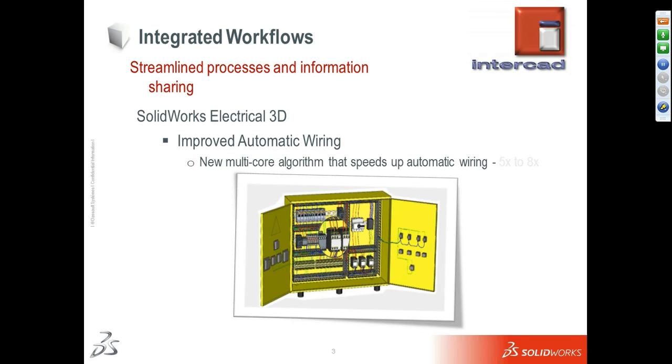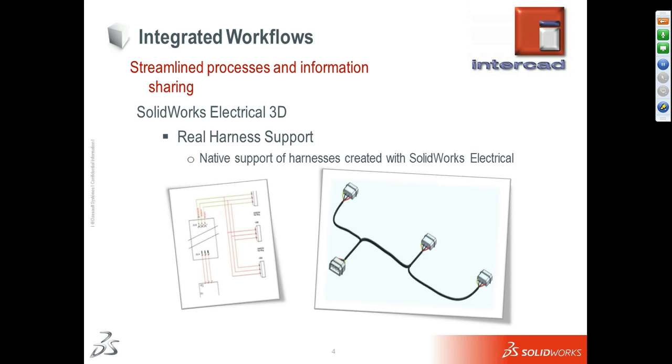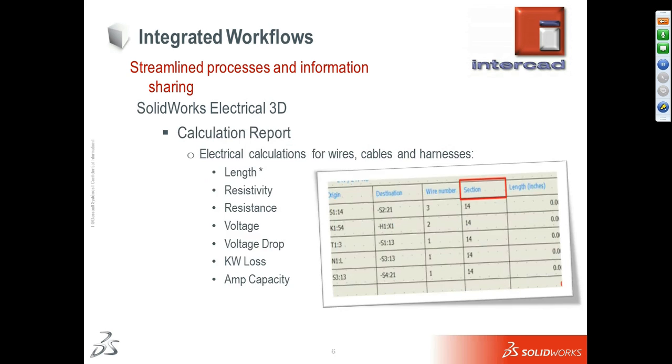Also on the electrical 3D side, the wire routing is much more improved now. It's about 5 to 8 times faster, thanks to the multi-core option. It uses multiple cores rather than a single core for the routing, so it is much faster than it used to be. Also, the harness support is much better than it was in 2013. We'll look at that as well, and also some more harness features.